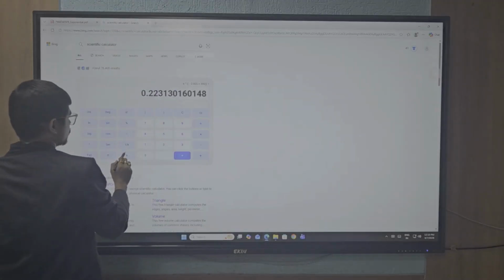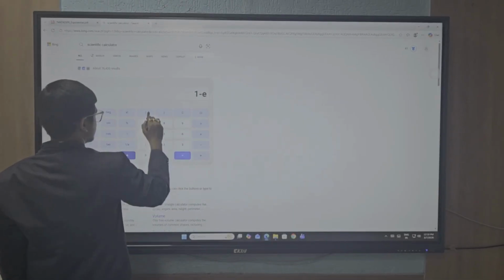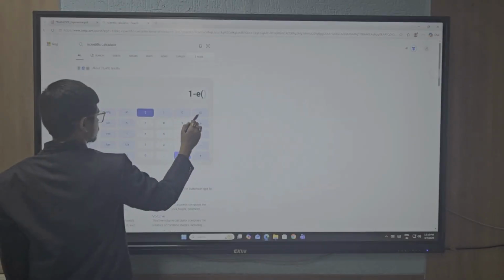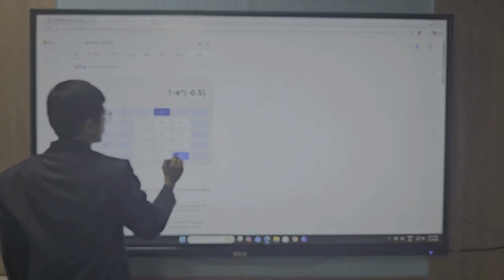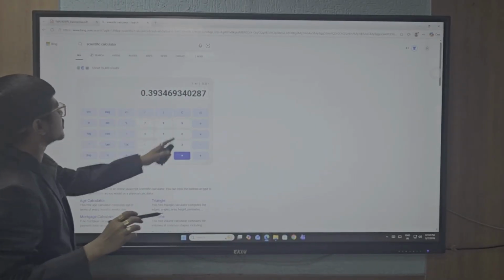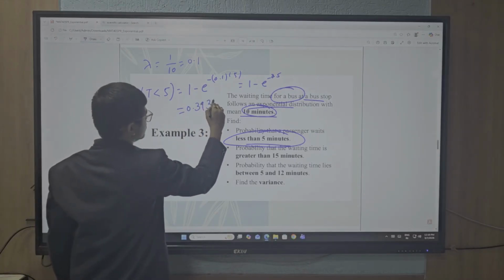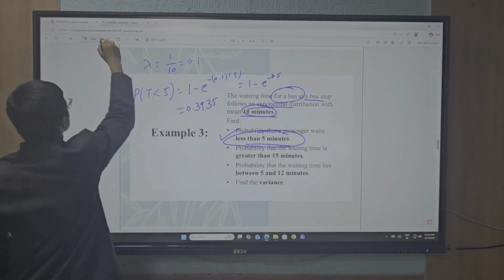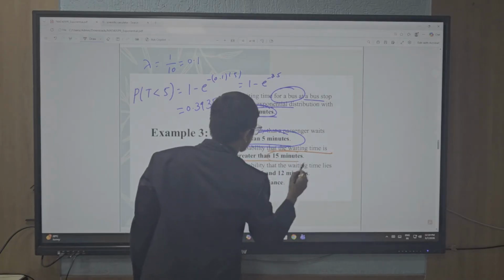So 1 minus e raised to minus 0.5, and you can get the answer as 0.3935. Okay, now the probability that the waiting time is greater than 15 minutes.